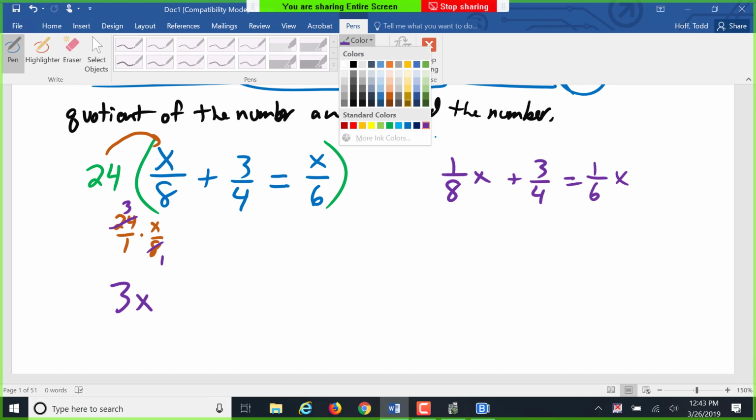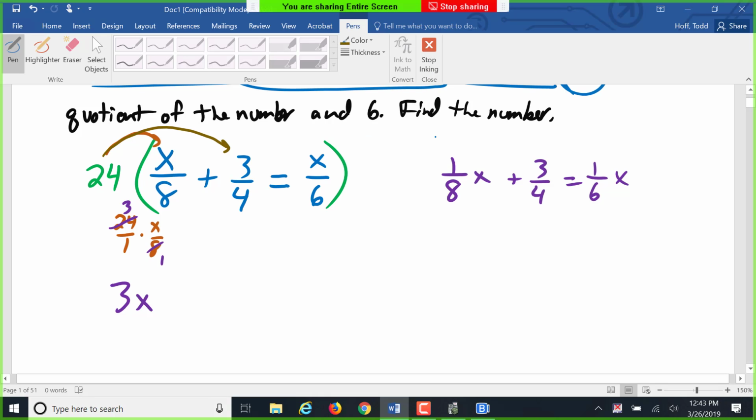I multiply 24 times 3/4. Well, that's one I can just use the calculator for if I want to. Or 24 over 1 times 3 over 4. I can divide out the 4 to get 1 and 6. Well, 6 times 3 is 18. We're at the equal sign.